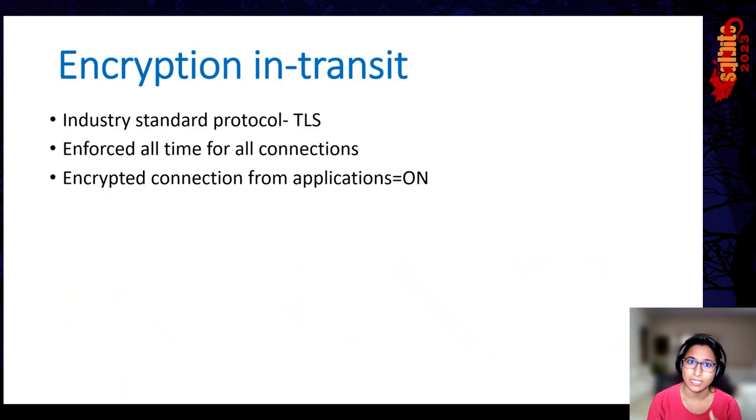Encryption in transit, like I said, is taken care of by Transport Layer Security, which is enabled by default. But from your side, what you have to make sure is that you are always enabling the latest version of TLS. We have different versions, and the oldest versions are getting deprecated. So you need to make sure that your application is actually supporting the latest version, and you are enabling the version that the application supports. And you also need to make sure that encrypted connection from applications is always turned on. If this option is turned off, you will not be able to connect to your database.